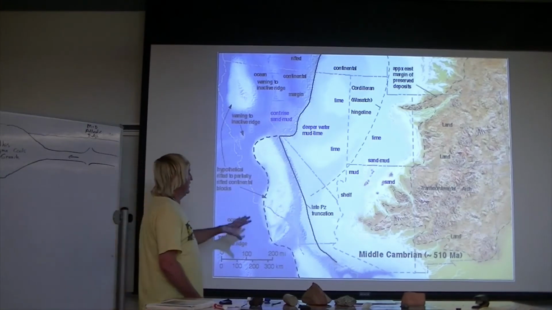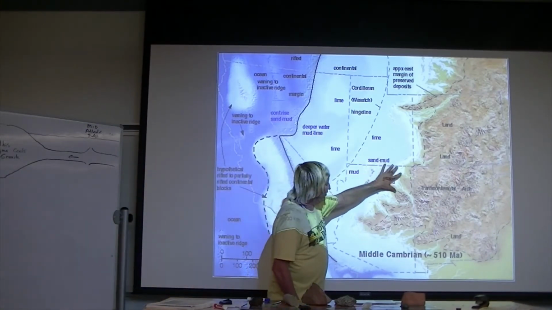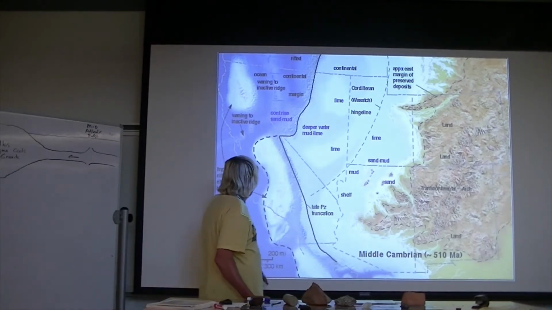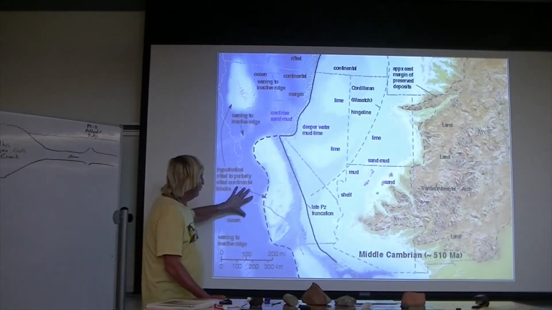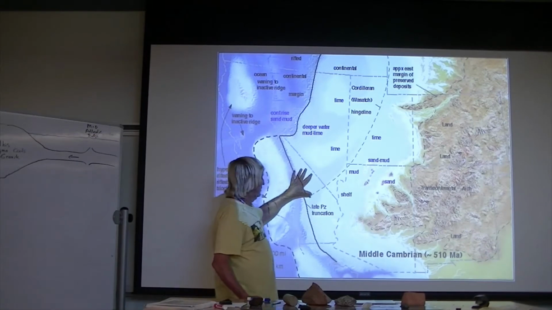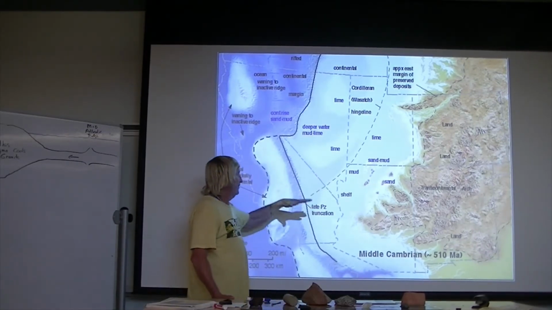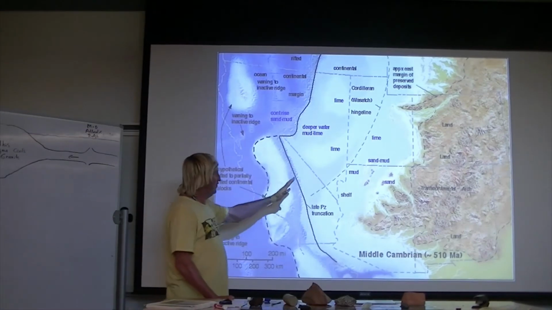This light blue color is very shallow, what we call epicontinental seas. So this is very shallow water. The darker blue out here is deeper water. And this area is where the trilobites lived, and the brachiopods, in the early Cambrian. This area just was the perfect environment.